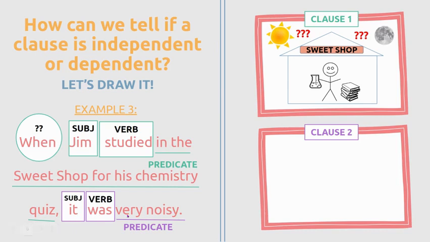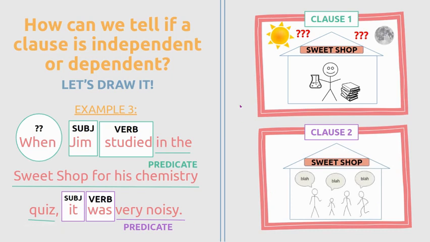My second clause: it was very noisy. Now we can draw it because we know that "it" refers to the sweet shop. So my "it" is sweet shop and "was very noisy." What I'm imagining when I see that is a bunch of people there and they're talking. The sweet shop is packed. Everybody's wanting some chocolate and they're just blah, blah, blah. That is a complete thought. I have all the words covered. So complete picture: sweet shop, noisy.